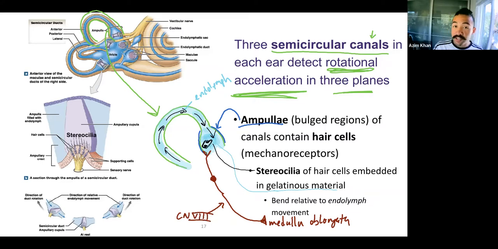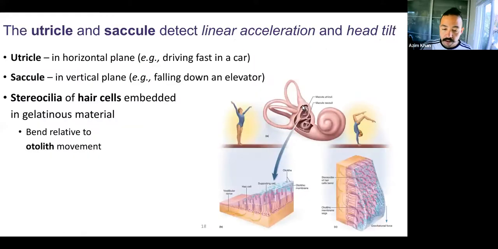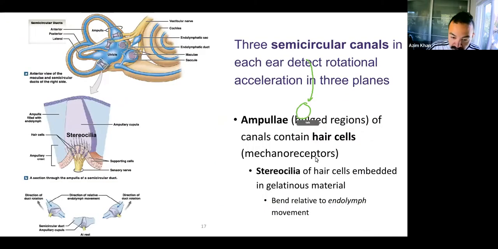That's how we detect head rotation, rotational acceleration, whether it's left, right, back, forth, side to side. Any kind of rotation is because of the semicircular canal hair cells being activated. Those are the 3 loops. The 2 bulges are shown here.